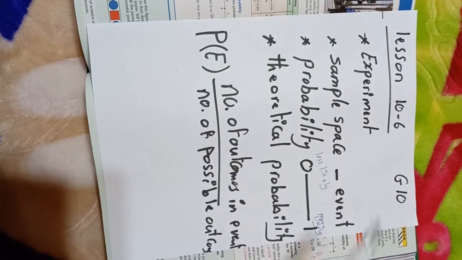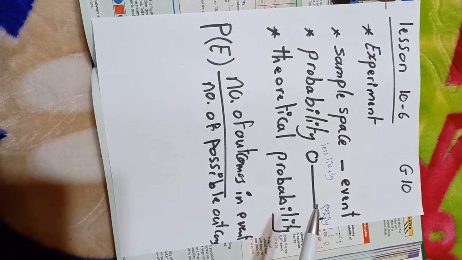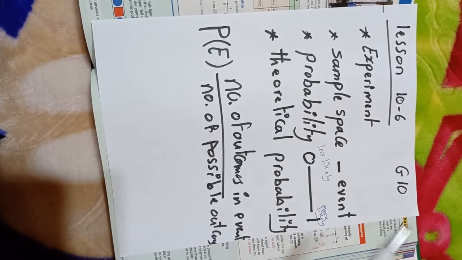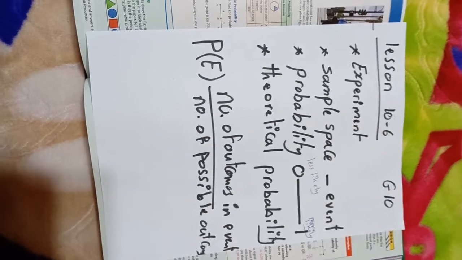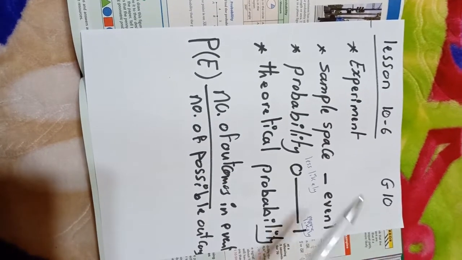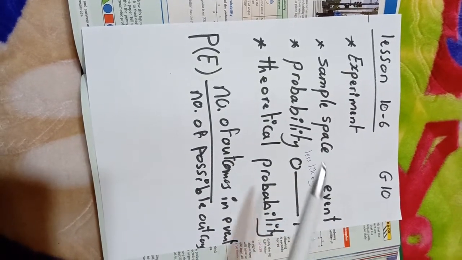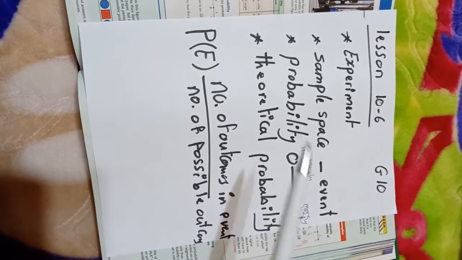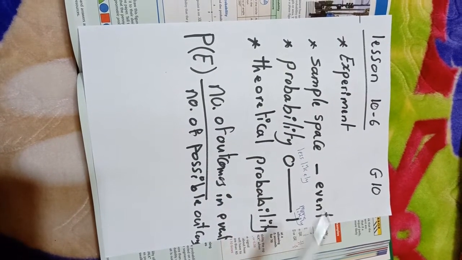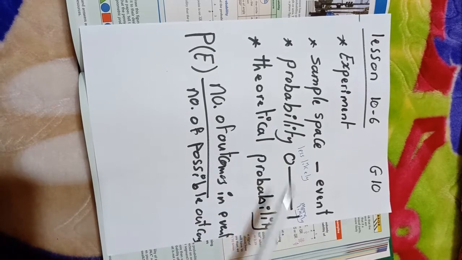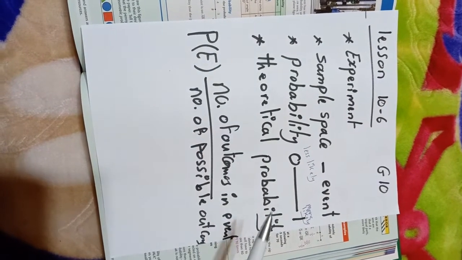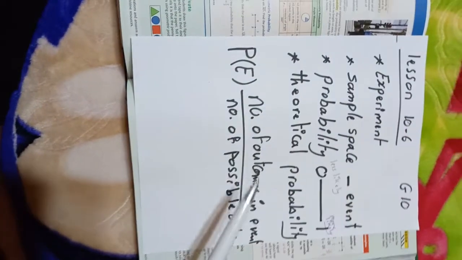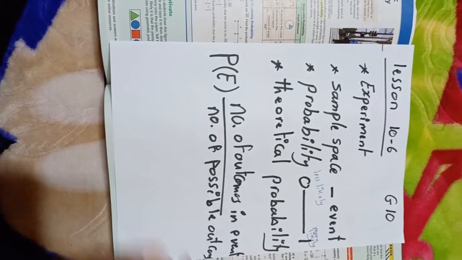After we talked about some concepts of probability, let's revise. We talked about the experiment, the sample space and event, and the probability, and we said the probability is a number from 0 to 1. We also covered the theoretical probability, and this is the rule of the theoretical probability. Now, let's move to the main concept of our lesson today, which is the geometric probability.